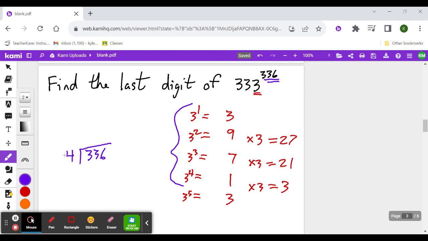Let's see here. 4 goes into 33 8 times. That's 32. Subtract, we get 1. Bring down the 6, I get 16. 4 goes into 16 4 times. That is 16. Subtract those, we have 0. Nothing else to bring down, so the remainder is 0. And here's how this works. This would have been remainder 1, remainder 2, remainder 3, and then you're not going to get a remainder 4 if you're dividing by 4. So this one is remainder of 0. The last digit of this power is 1.